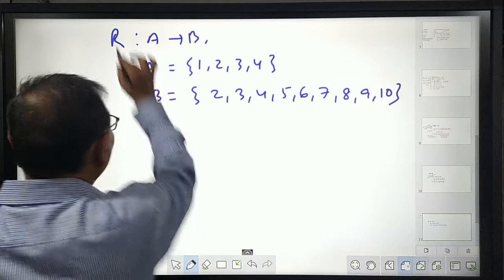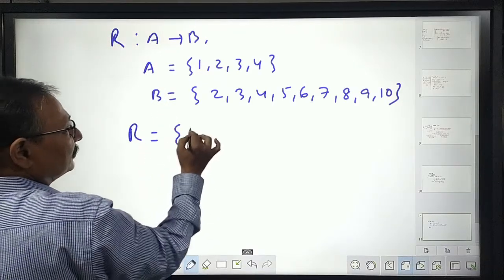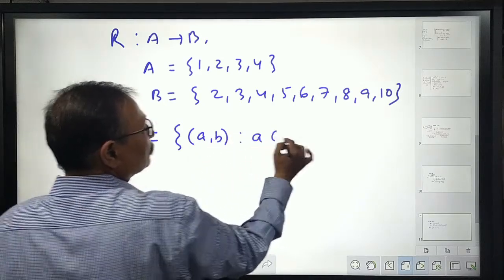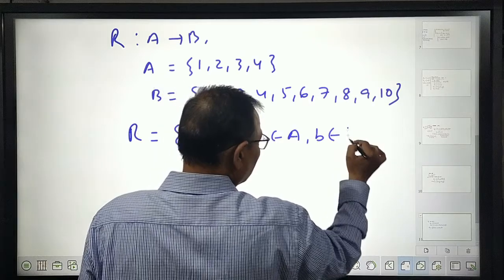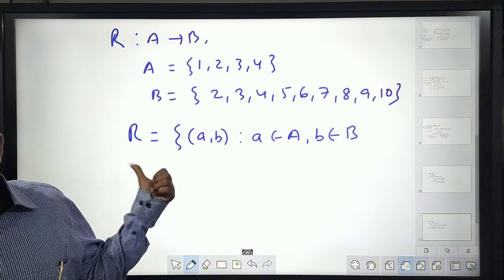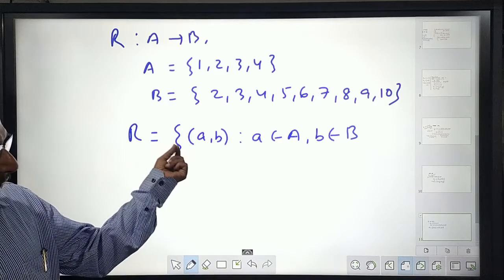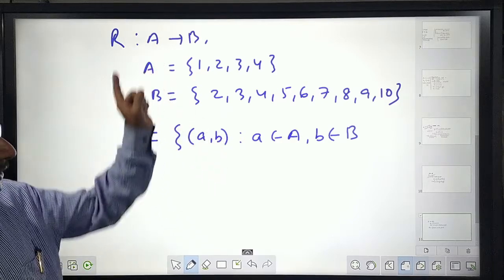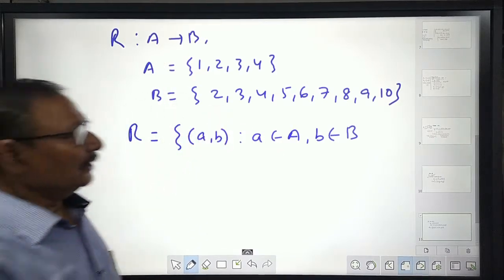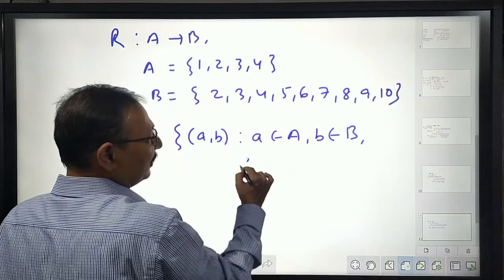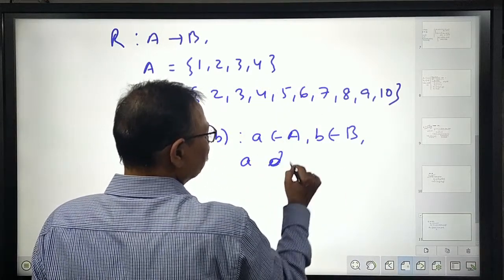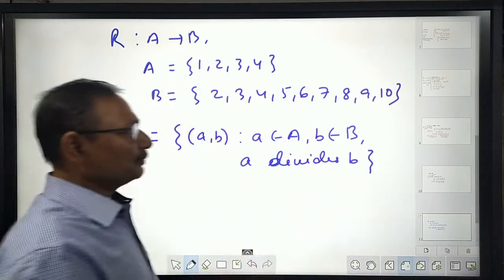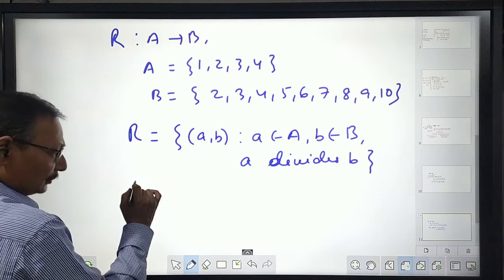And this R is defined as the collection of the pairs (a, b), where a belongs to A and b belongs to B. Okay, so this relation is from A to B, where the pair (a, b) is such that the first element a is of set A and the second one is of set B, and they have the relation that a divides b.